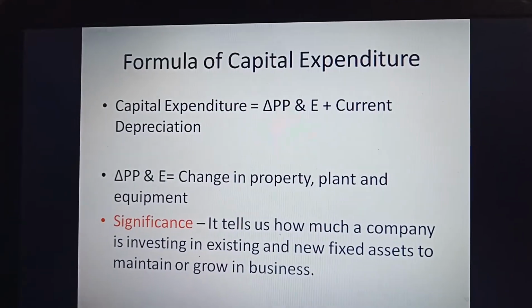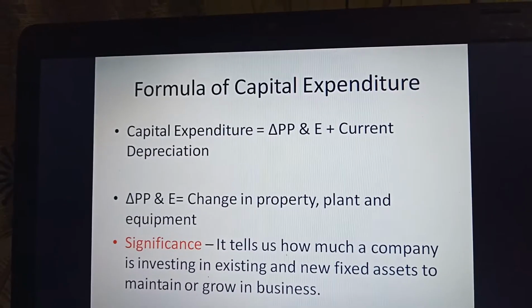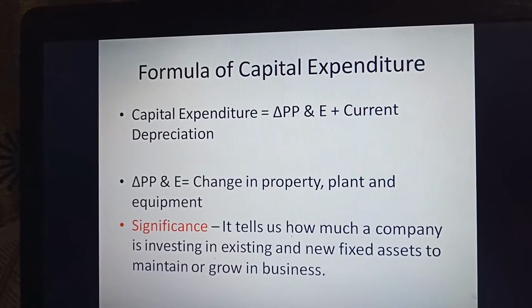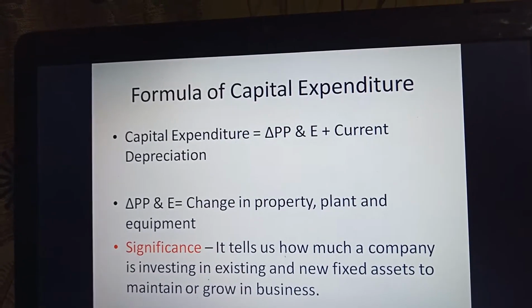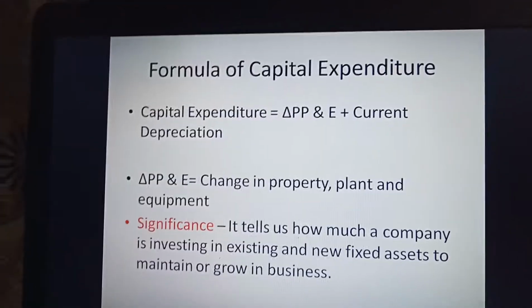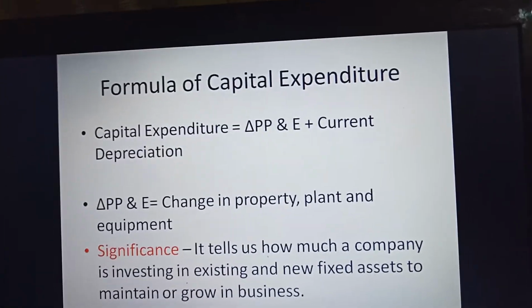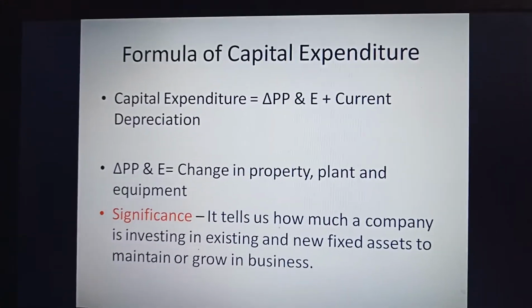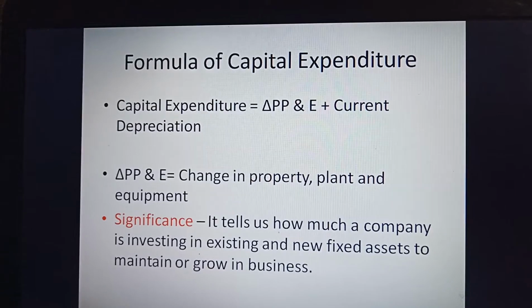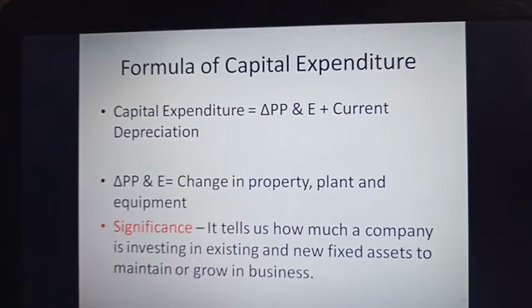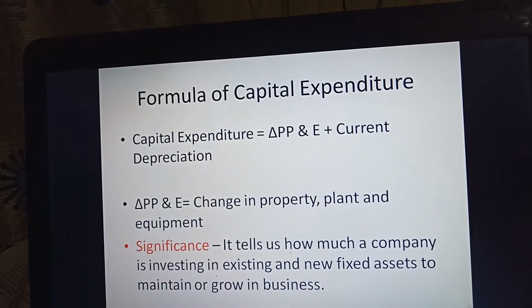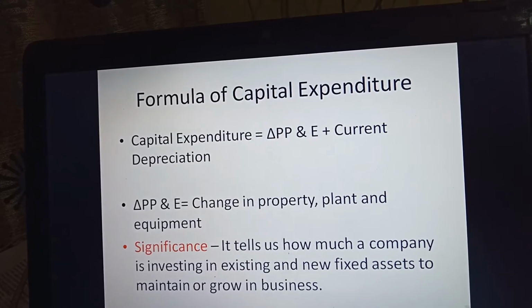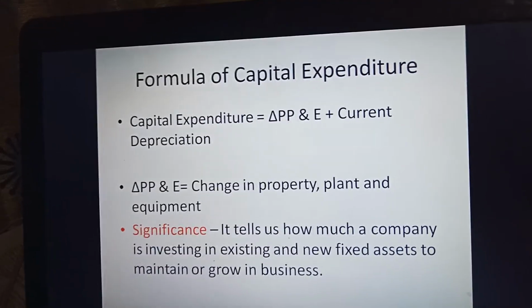How will we calculate the capital expenditure? There is a formula for capital expenditure calculation, and that is delta PP and E plus current depreciation. What is delta PP and E? It is change in property, plant and equipment cost plus current depreciation. So what is the significance? Its significance is that it tells us how much a company is investing in existing and new fixed assets to maintain or grow the business.